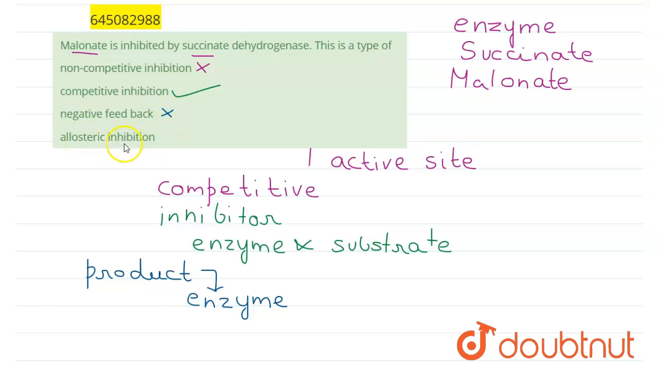And allosteric inhibition is a type of non-competitive inhibition. In this type of inhibition, there is more than one site present and the inhibitor sits in a site which is not the active site. So at the active site the enzyme acts, but in another site the allosteric inhibitor is present, which inhibits the enzymatic action. So these are the wrong options and the right option for this question is: malonate inhibiting succinate dehydrogenase is an example of competitive inhibition.